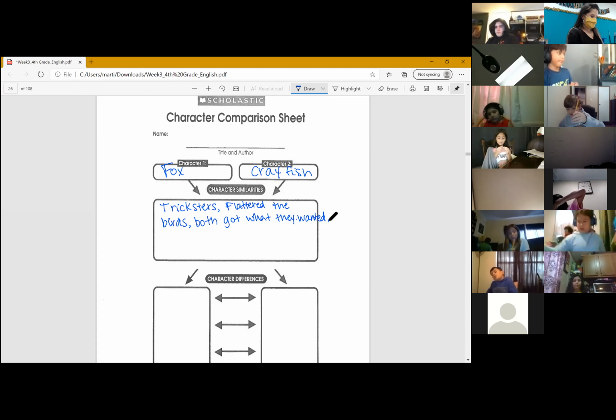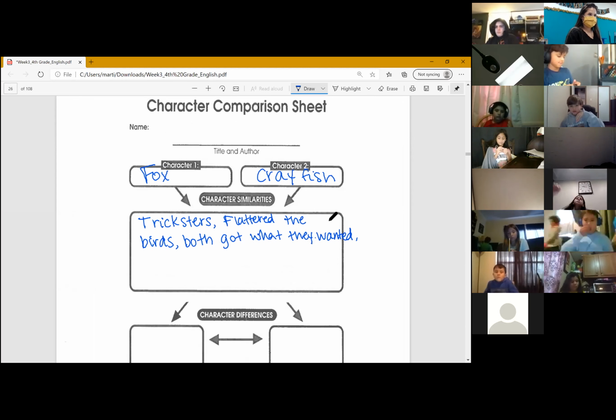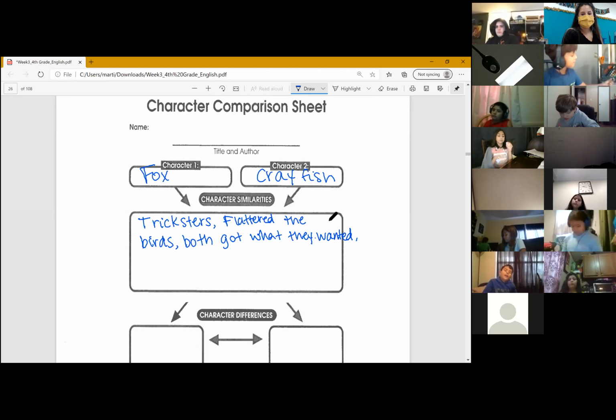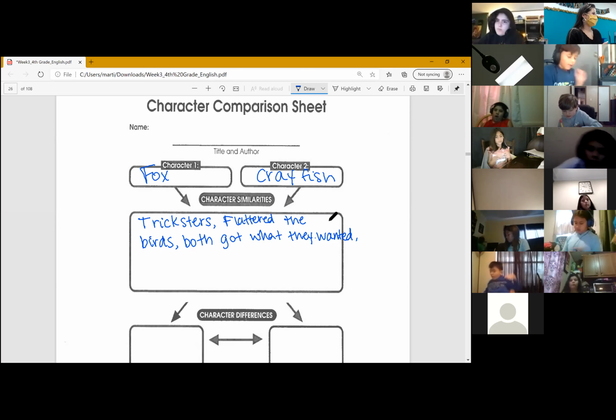They both got what they wanted? Oh, birds. Birds, yeah. All right, what else? What are other similarities? What did they want? What did the fox want? Food. What did the crayfish want? Ooh, not to be food. So that wasn't the same. That was kind of different.